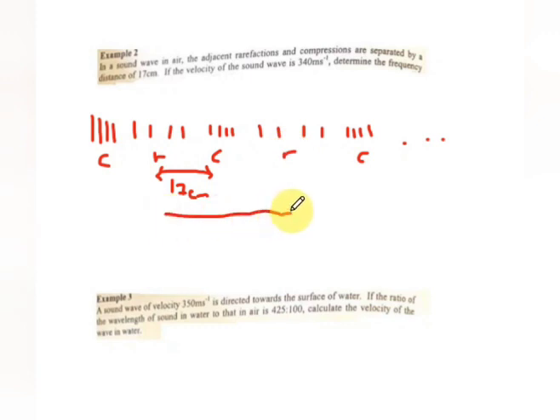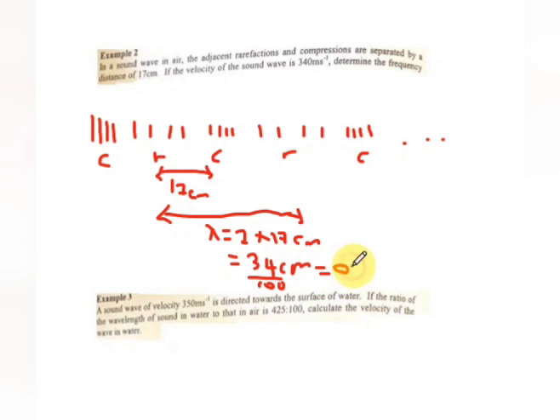So from what they said, we should find the distance between adjacent rarefactions is 17 cm. So then the distance between two rarefactions is going to be equal to the wavelength, and that is going to be equal to 2 times 17 centimeters. And that's going to give us 34 centimeters. Then we'll have to divide this by 100 so that we can convert it to meters. So that gives us 0.34 meters.